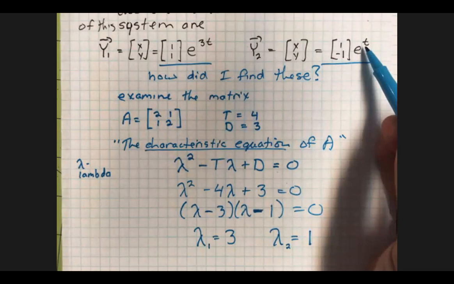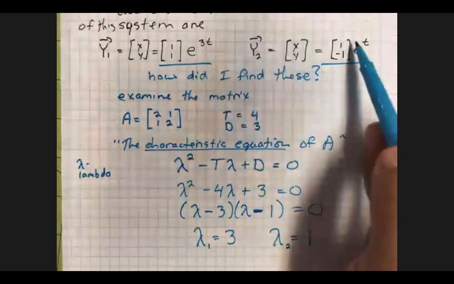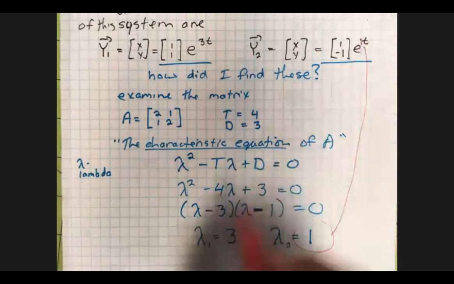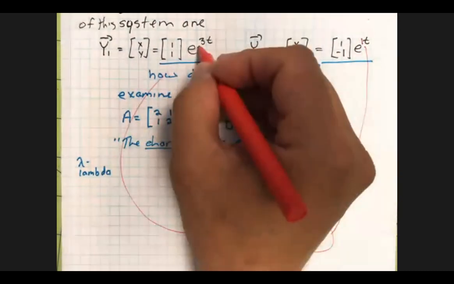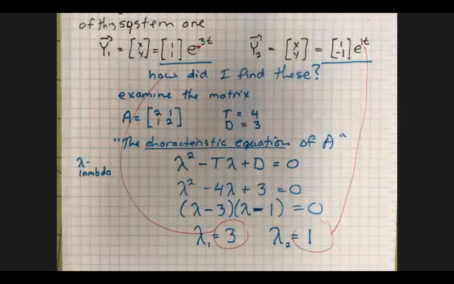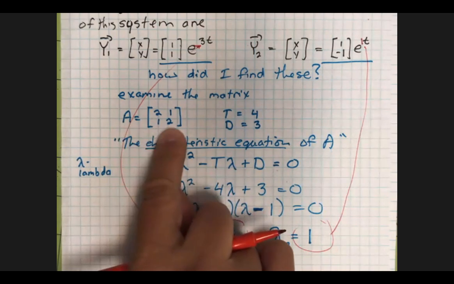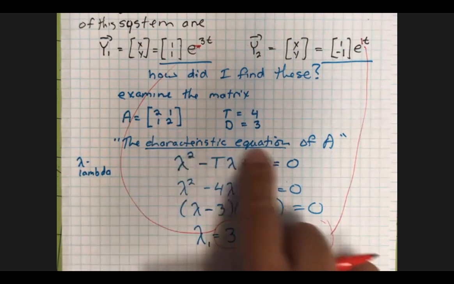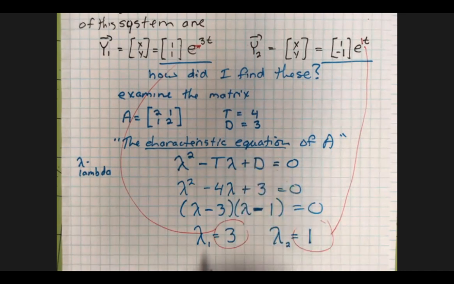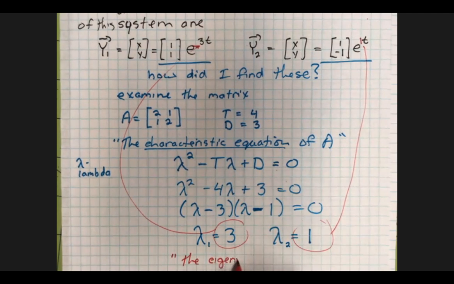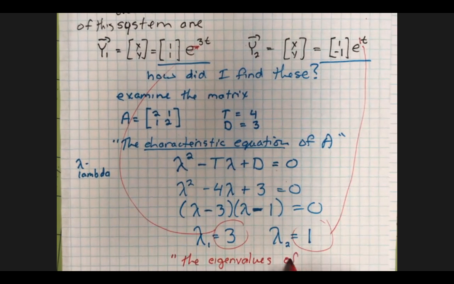Is that a coincidence? The answer is no. This 3 in my answer and this 1 in my answer came directly from these values. These two numbers, 3 and 1, are numbers that came from this matrix. They're the roots of the characteristic equation, but they have a more traditional name. They're called the eigenvalues of A.